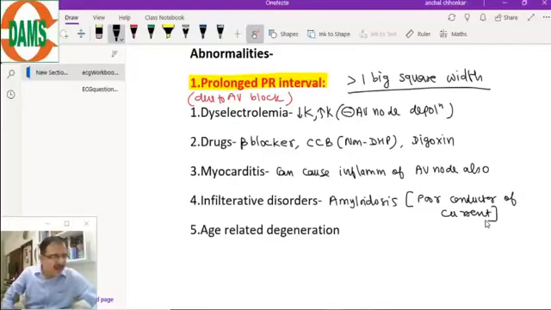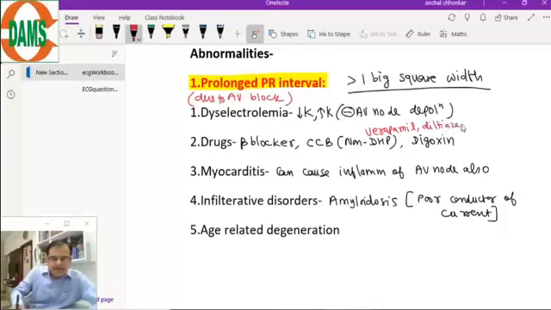Non-DHP, DHP dihydropyridine. Non-DHP is non-dihydropyridine group which include the diltiazem and verapamil. Non-dihydropyridines, verapamil and diltiazem. Now, infiltrative disorders. Infiltrative disorders are like amyloidosis. Amyloid is a poor conductor of current.